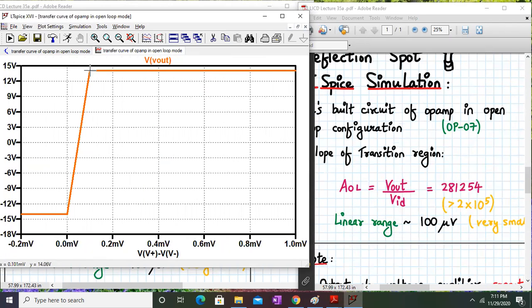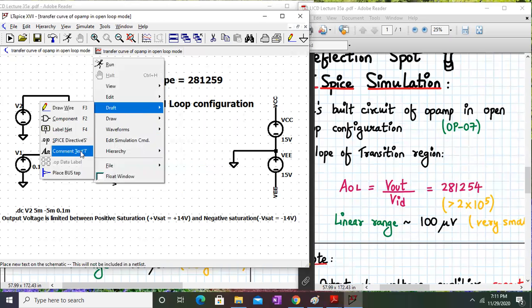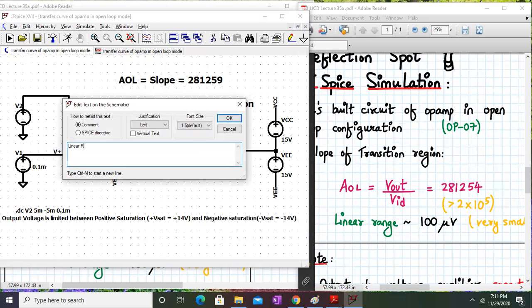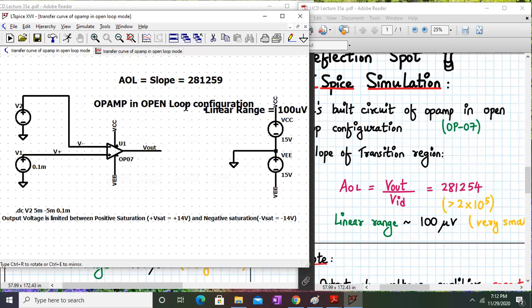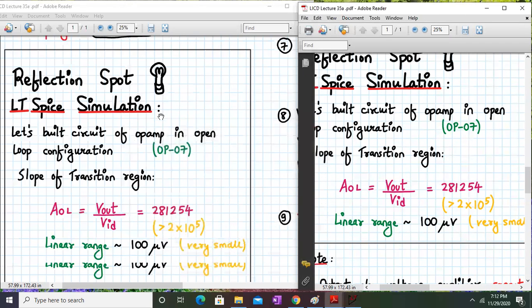You can check, it's around 0.101 millivolt. You can see the x coordinate below. So we can write over here the linear range is 100 microvolt. So these 2 points we have added now. This is the result of how an op-amp behaves in open loop configuration. We have a very low linear range, 100 microvolt, and the open loop gain is greater than 2 into 10 raised to 5. Okay, now let's get back to the PDF.